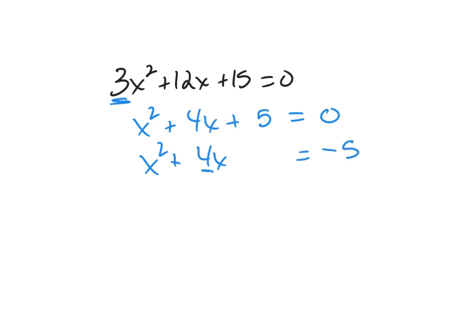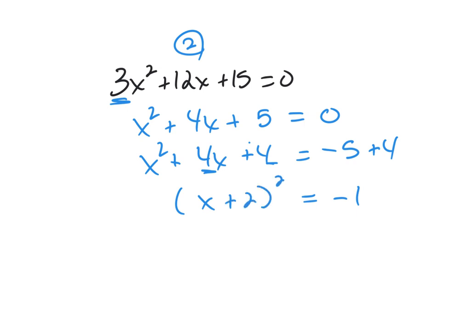And here we go. Half the middle. Half of 4 is 2. If you square 2, it's 4. That's what you add to both sides. All right. On the right-hand side, I got a negative 1. Over here, what factors of 4 add up to be 4? 2 and 2. So I'm going to put x plus 2 squared there. And now, 2 more steps away and we're done. Square root both sides. The square root of negative 1.